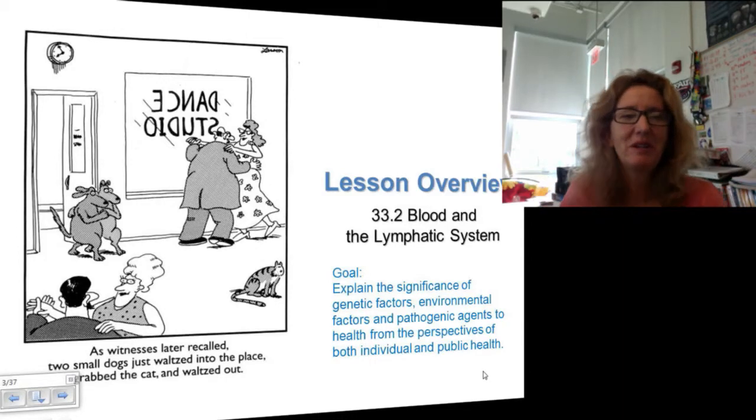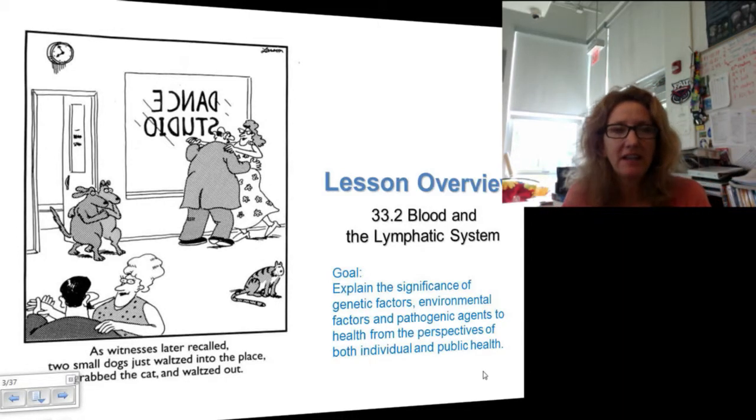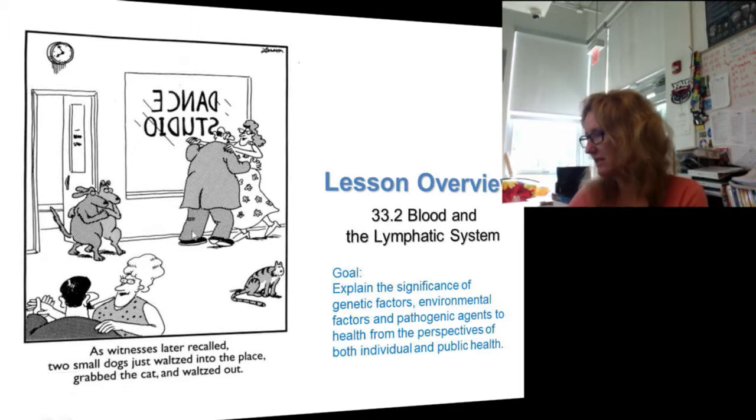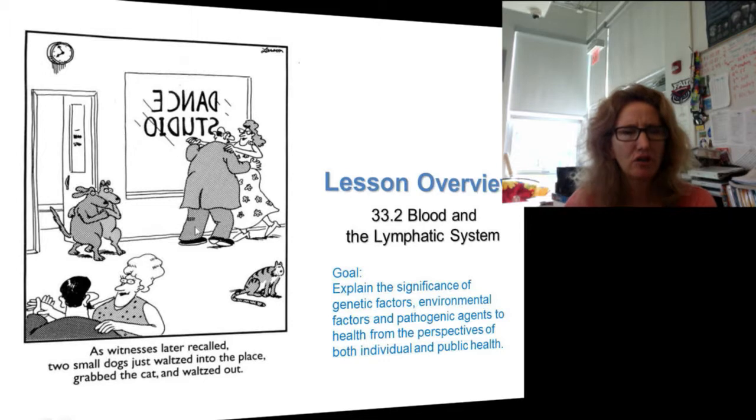All right, well, 33.2 is about the blood and lymphatic system. And our Far Side says, as a witness later recalled, two small dogs just waltzed into the place, grabbed the cat, and then waltzed out.